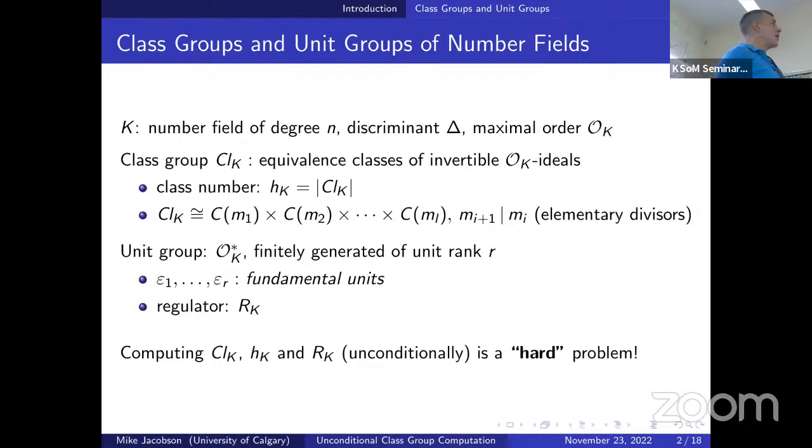We also know the unit group of a number field is finitely generated of rank r. When I say unit rank, I'm talking about the number of copies of Z in this group. Generators of each of those are called the fundamental units. And what I usually want to compute is typically the regulator, which I'll define a little bit later. It's basically the volume of a lattice associated to these units.